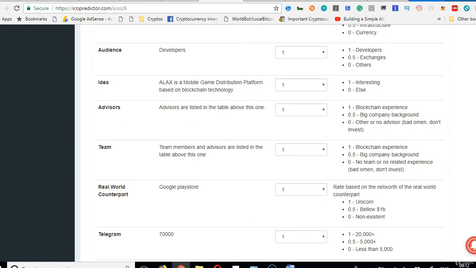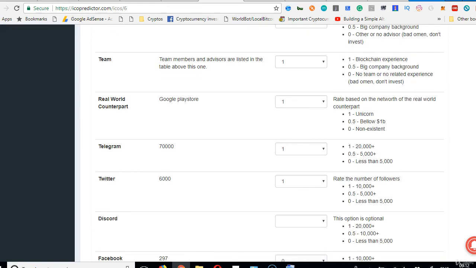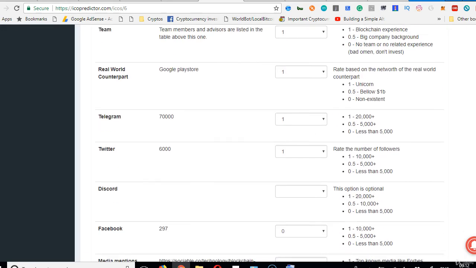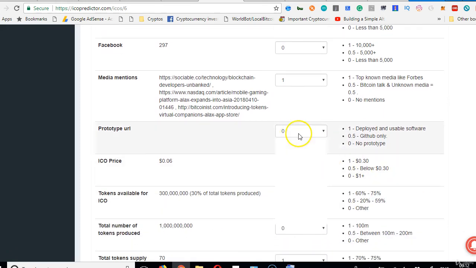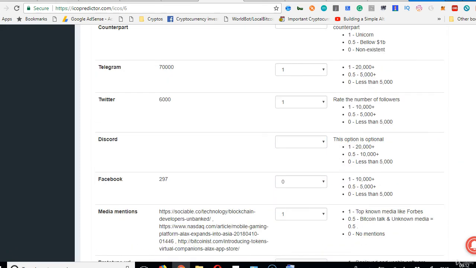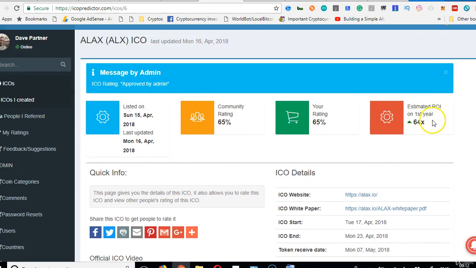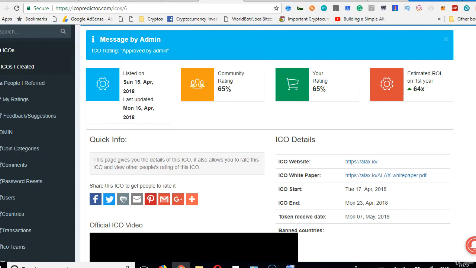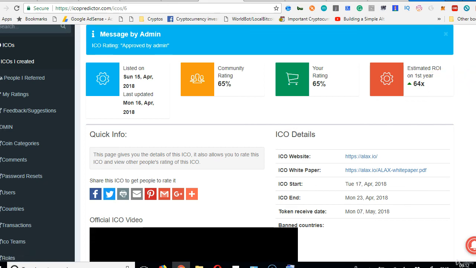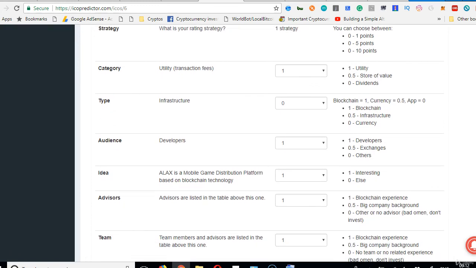So in this case, if they had had a prototype, where did we have it? We have a prototype somewhere. Prototype URL. If they had a prototype, it would have drastically increased their rating and put it into the 70s. You understand? And that's the kind of ICOs I like to jump in. ICOs that are above 70%, I like to go in straight up. I don't even ask any further questions. Once I rate an ICO and it scores above 70, then we have a great ICO there.